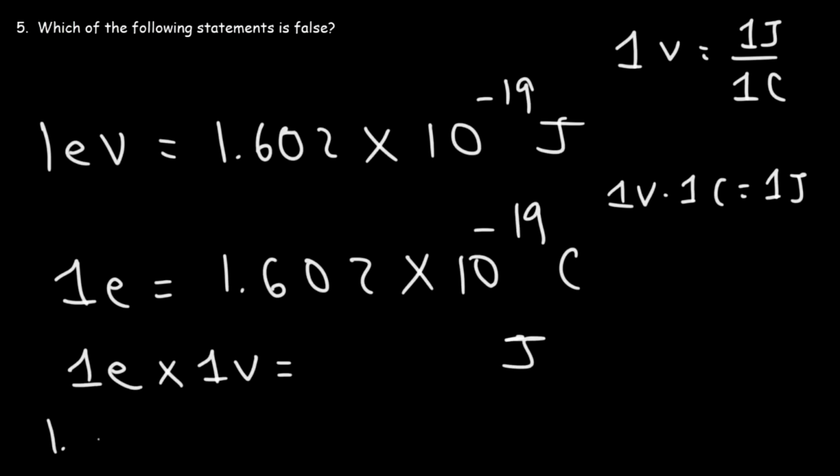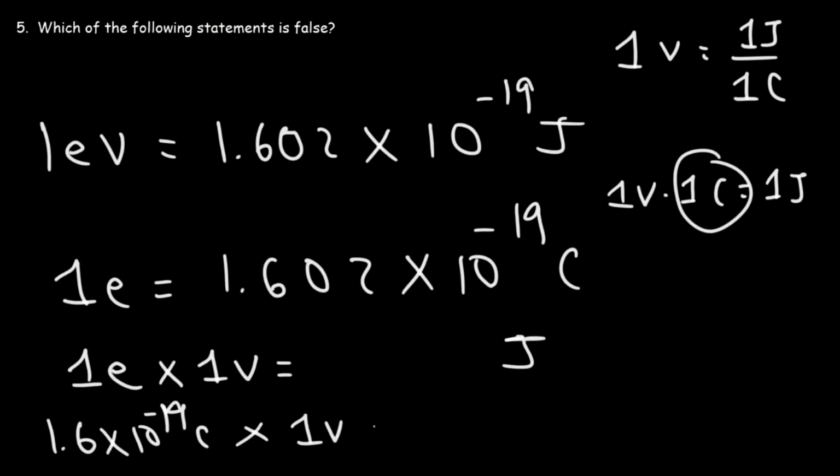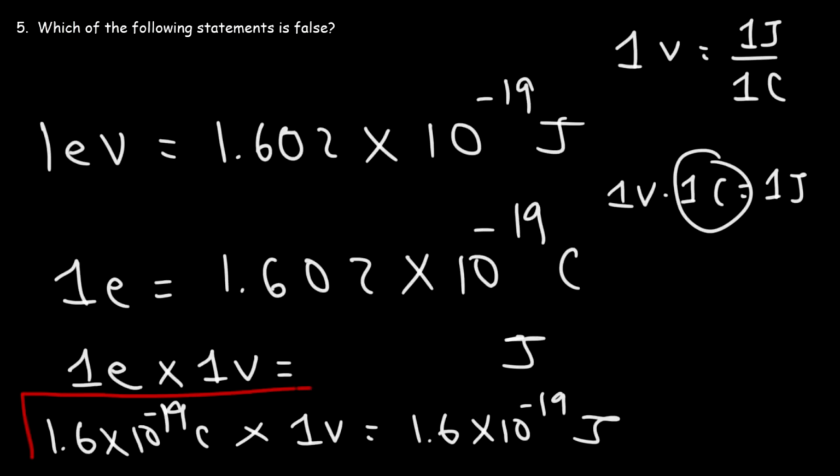So 1 electron has a charge of 1.6 times 10 to the negative 19 coulombs. So that's the charge part. If we multiply by 1 volt, we'll get 1.6 times 10 to the negative 19 joules. So this is an electron volt. It's taken 1 electron with a charge of this value, multiplying it by a volt, giving us this energy in joules.